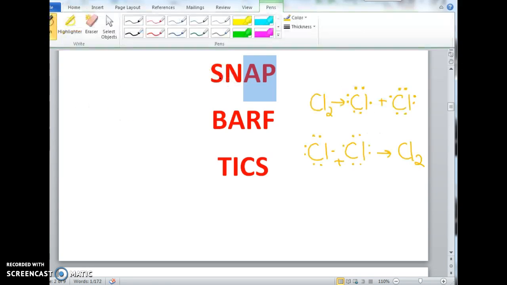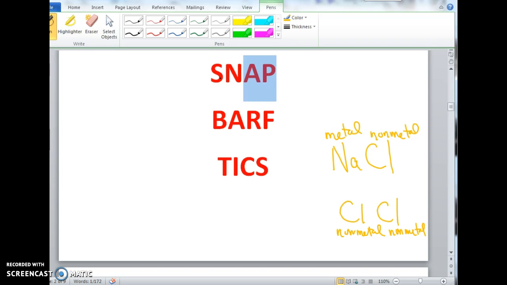Next, BARF. This helps clear up a misconception. Remember, guys, B stands for break and A stands for absorb. So if I want to break the bond between these two chlorines, the Cl2 has to absorb enough energy to split them into two different atoms. The reverse, if I want to form a bond between two chlorine atoms, it's going to have to release energy in the process. So BARF is a great way of keeping these two things straight.